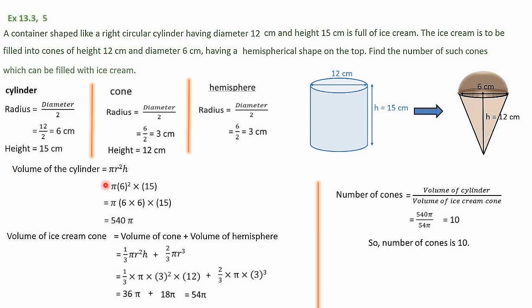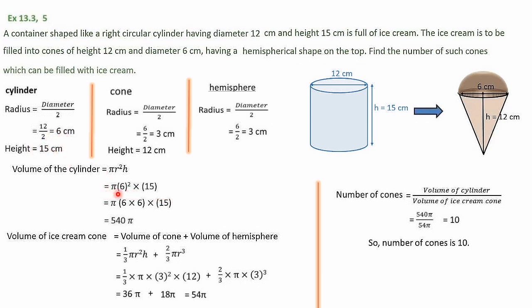Now volume of the cylinder. So here this cylinder is full of ice cream. So let's calculate how much quantity of ice cream is there in this container. That is equal to the volume of the cylinder. So volume of the cylinder, formula we know, pi r square h. So pi into radius of the cylindrical container, that is 6, square, into height h.